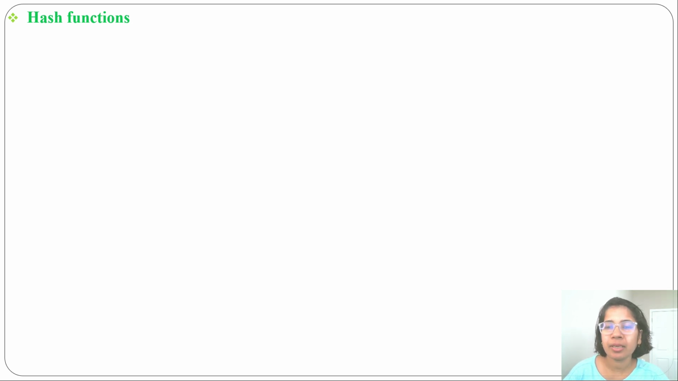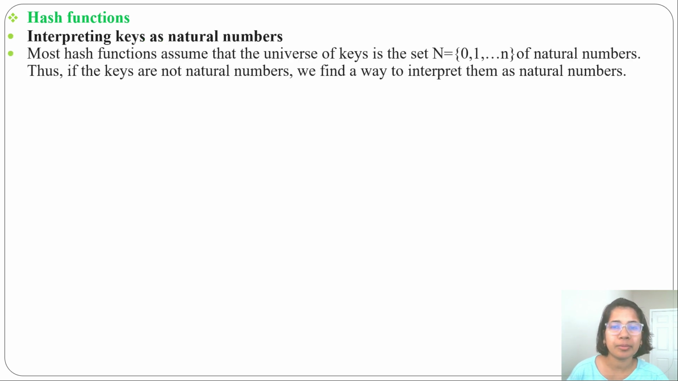Today I will discuss hash function. We have a set of keys, we have a hash table. For every key we'll find a hash value, a slot where we can insert that key in the hash table. That hash value we find via a hash function. And for applying a hash function, the key should be a natural number. Even if it is not a natural number, you can convert it to a natural number.